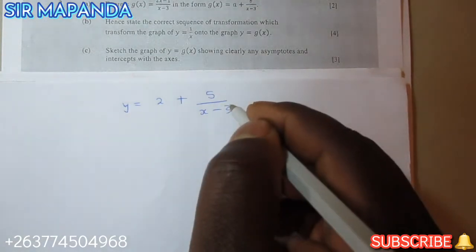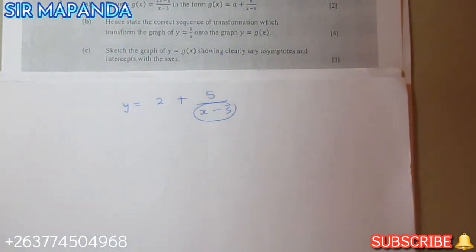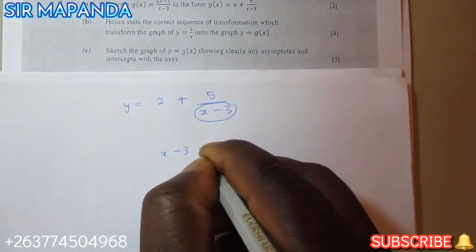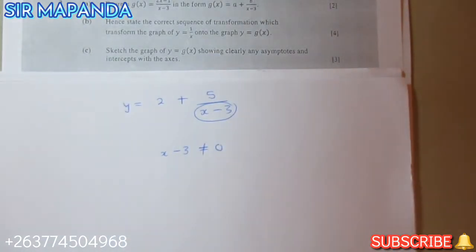The first asymptote is going to be taken from the denominator x minus 3, right? The fact that 0 cannot be denominator whatsoever. So it means x minus 3 is not allowed to be equivalent to 0. I hope you are following.